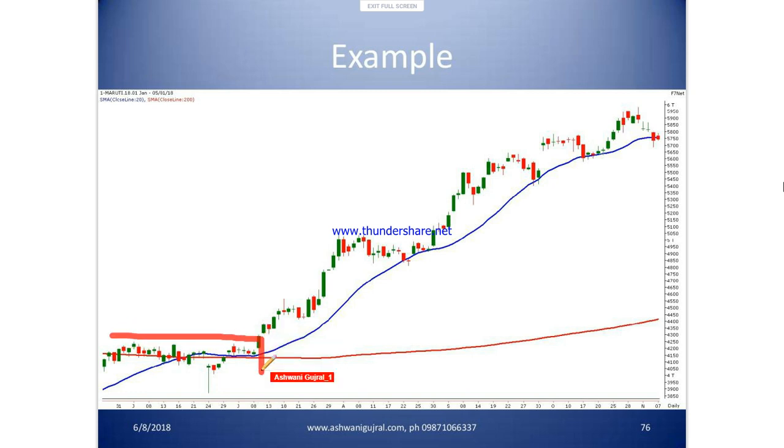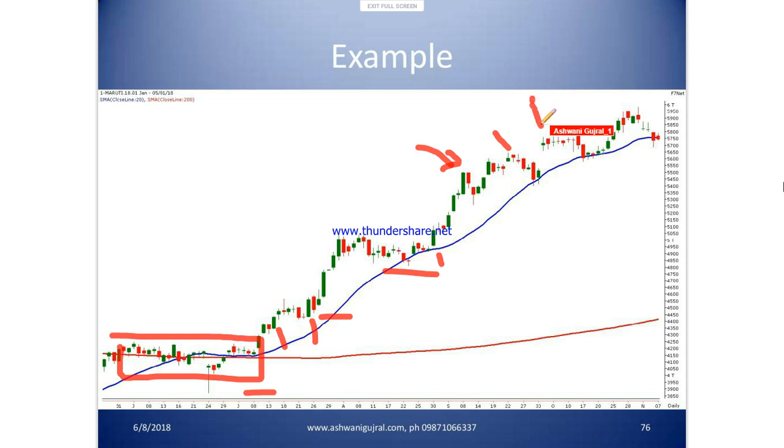Narrow range starts breaking out. Buy, stop below, add, stop updation, and maybe add one more time. 25% out, 25 out, 25 out, and 25% out. This is Maruti.